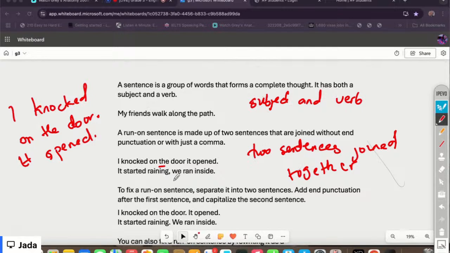And: It started raining, we ran outside. It is joined with a comma. That is also a run-on sentence. It's supposed to be separate sentences: It started raining, period. We ran outside, another sentence. Okay?